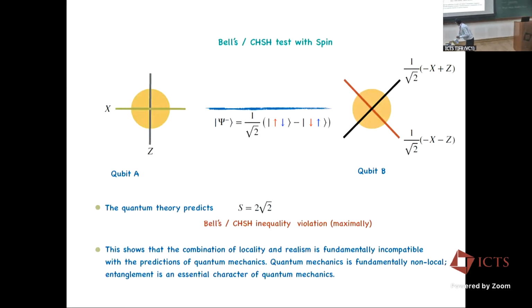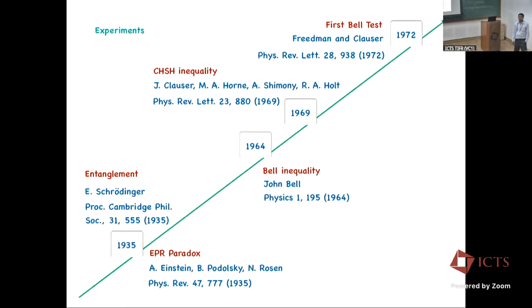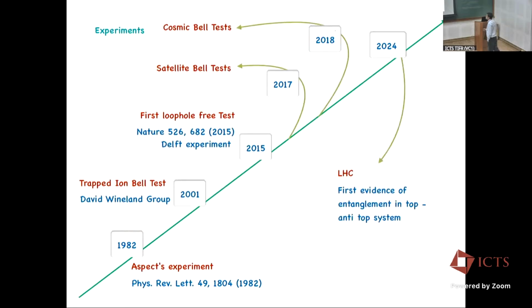So let's now have a quick update, or look at the experimental milestones. After this initial theoretical foundation, the first experiment that actually did this Bell inequality test was in 1972. And they got the violation, but of course that was the first attempt, so there were what we now call the loopholes. And then in 1982 we have this famous Aspect experiment, followed by the trapped ion Bell test in 2001.